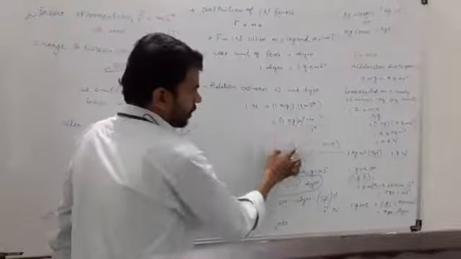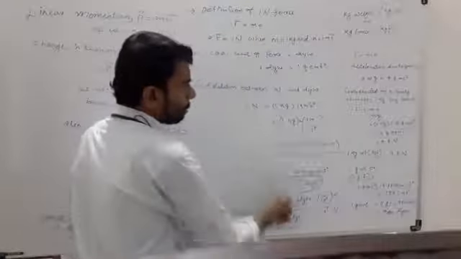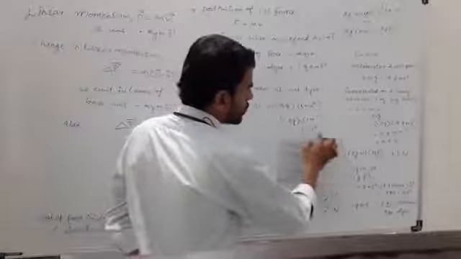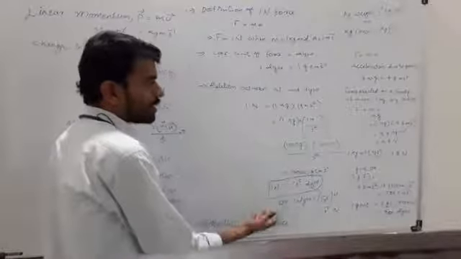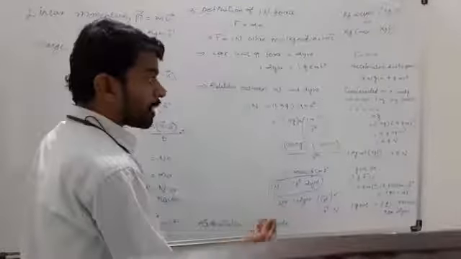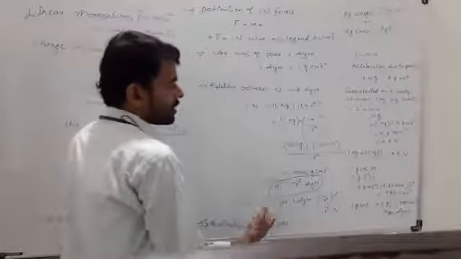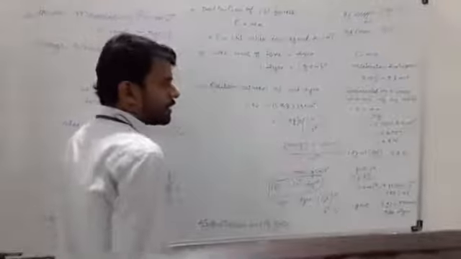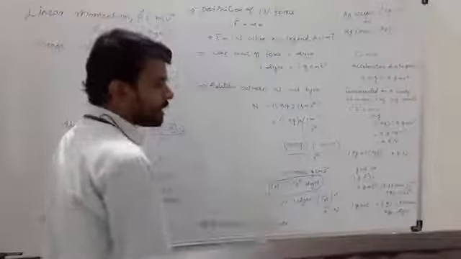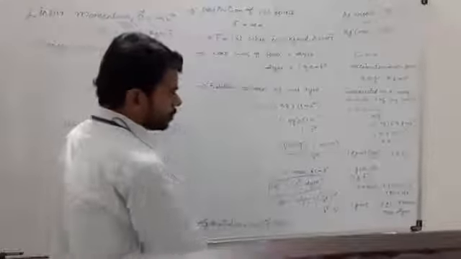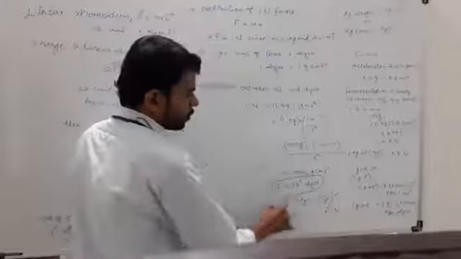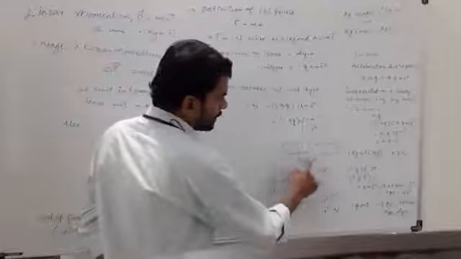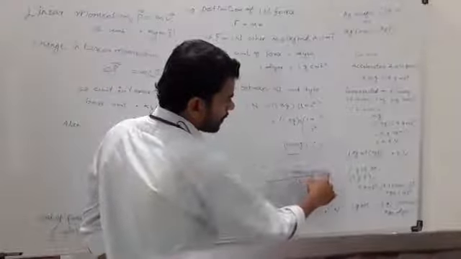See, 1 kilogram is nothing but 1000 gram. 1 meter is nothing but 100 centimeter. And second, there is no change both in CGS unit and SI unit, MKS unit. The unit of time is same, that is nothing but a second. So 1000 into 100, that is 1 lakh. So 1 lakh gram centimeter per second square.